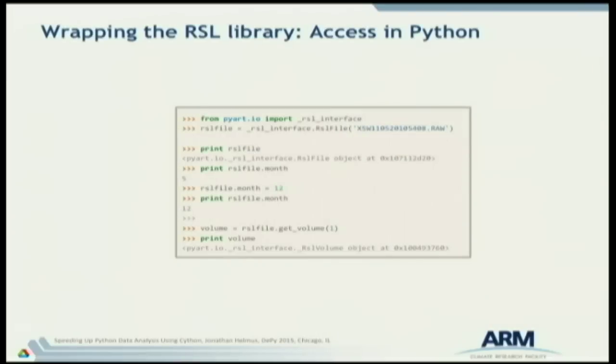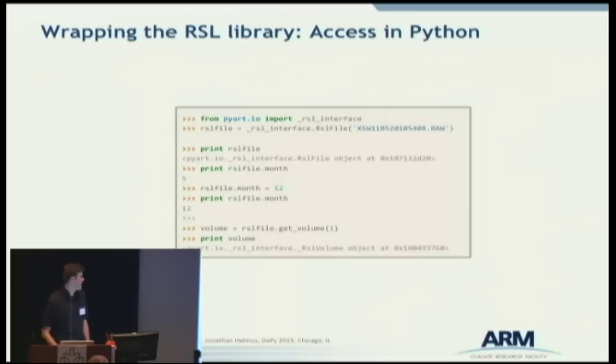So what does all this look like inside Python? Once you've built this, you can import the RSL interface module. This is just a Python module. You can run dir on it, things like that. We can read in a file. So this is RSL interface, RSL file. We've made a new class. We can look at that class. It doesn't have very good introspection, but we can then grab the month. We can set the month. And what this is actually doing is going into the C structure and setting parameters. And all this is really fast because it's all compiled C code.